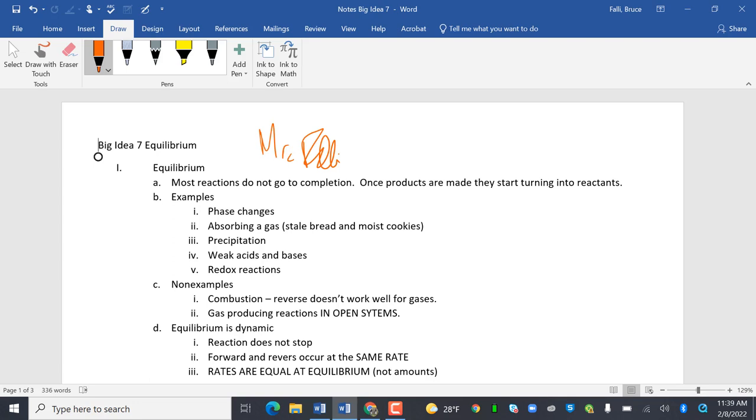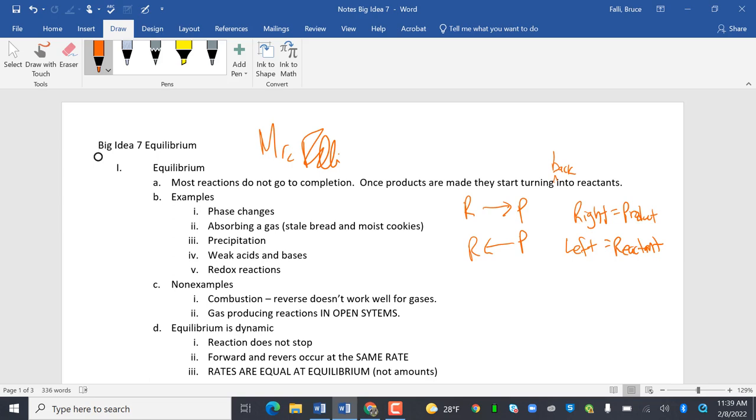All right. So equilibrium. Most reactions do not go to completion. Once products are made, they start turning back into reactants. So what this means is we say reactants are on the left and products are on the right, but I really can have products turn into reactants. We call the stuff on the right always a product, even though it's acting as a reactant, and on the left is always a reactant. That's not that tricky, but just in case that makes you go crazy.